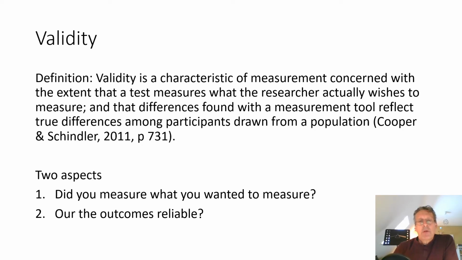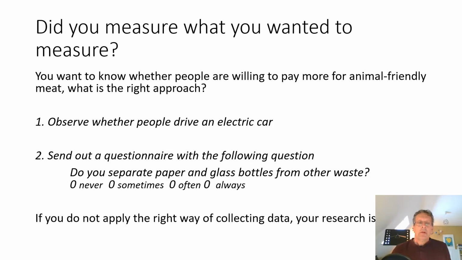Validity. Well, first definition, validity is a characteristic of measurement concerned with the extent that a test measures what the researcher actually wishes to measure, and that differences found with a measurement tool reflect true differences among participants drawn from a population. Well, quite a complex definition, but there are two important aspects. Did you really measure what you wanted to measure? And then the outcomes of those measurements, are they reliable?